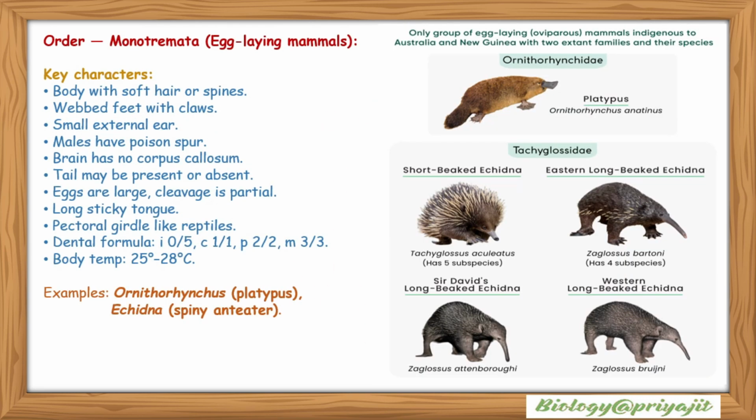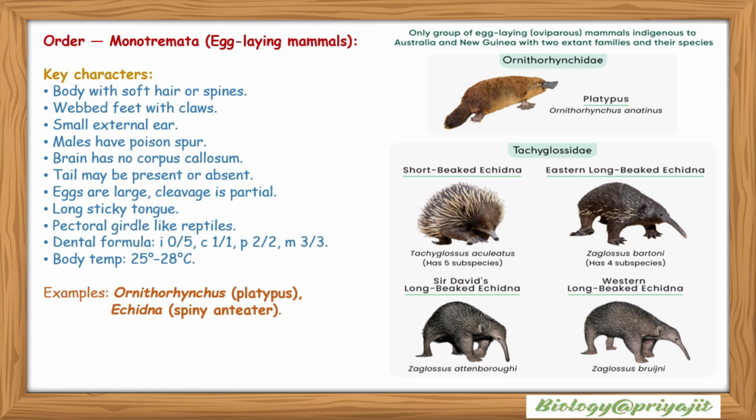Monotremata, or egg-laying mammals. They are the only group of egg-laying or oviparous mammals, indigenous to Australia and New Guinea, with two extant families and their species. Their key characters include a body with soft hair or spines. They have webbed feet with claws. They have small external ears. Males have a poison spur, but the brain has no corpus callosum. Tail may be present or absent.